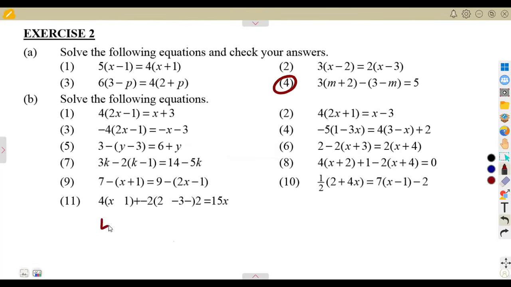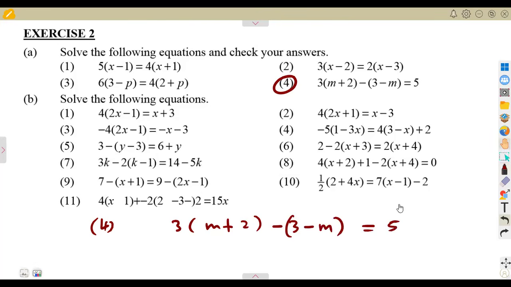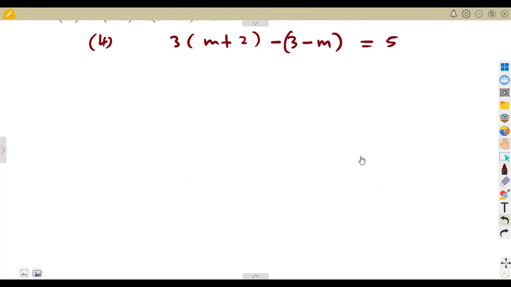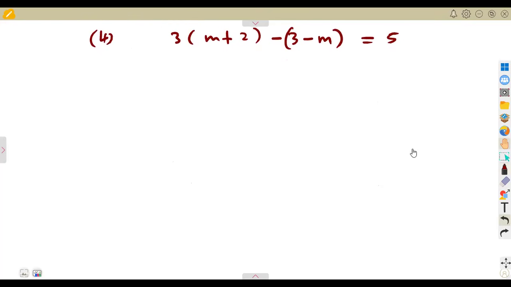Let's see number 4. On question number 4, we are given 3 into the bracket of m plus 2, then minus 3, minus actually the bracket of 3 minus m is equal to 5. So it's a very important question for us to do. You try the questions where there's a challenge, let us communicate so that we can do those questions. How can we solve for m?